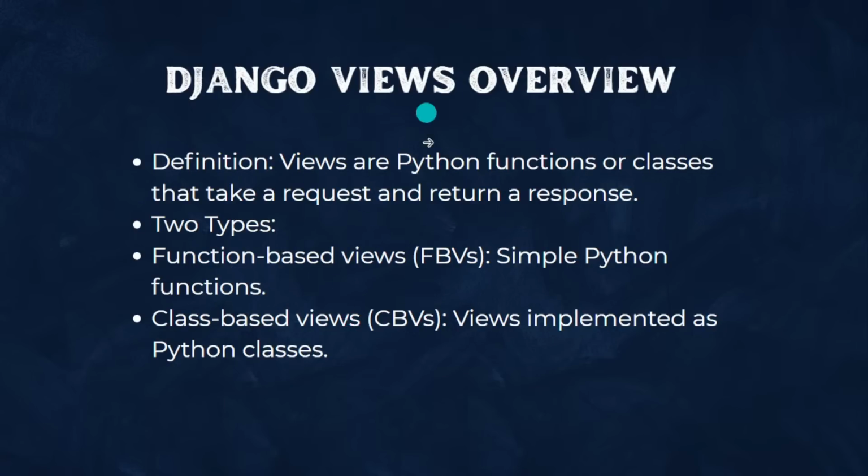There are two types of views. The view is nothing but a file in the Django folders, and in that file we access the logic in two ways. One is function based view and another one is class based view.